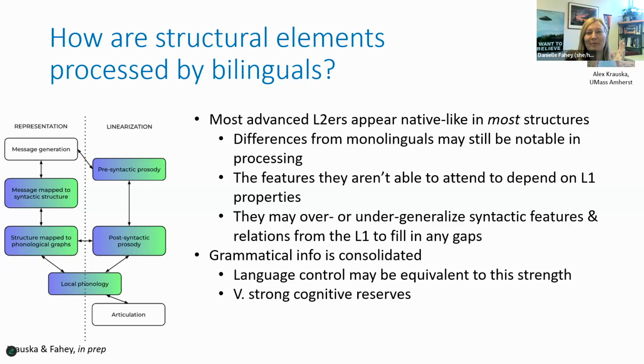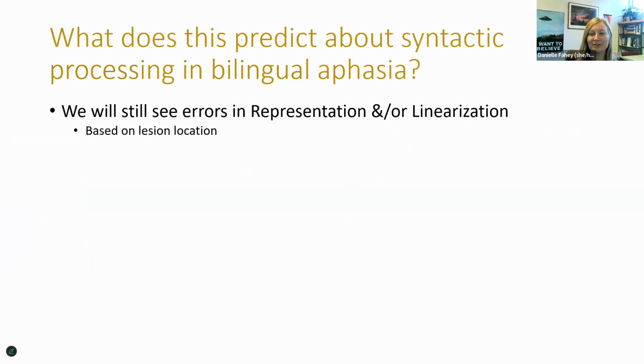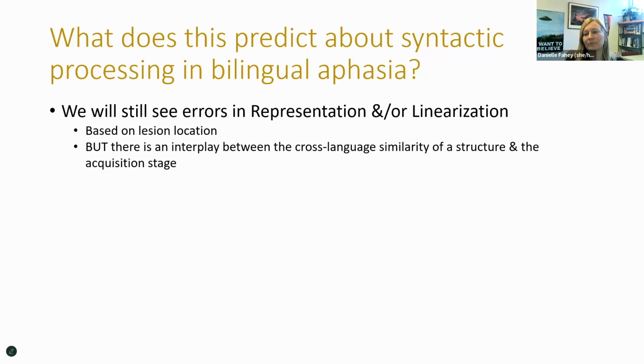but we haven't quite gotten to grammar deficits, grammar processing, and bilingual aphasia. So of course, what does this say about syntactic processing and bilingual aphasia? What would we predict? Well, it's the same basic model, so we will expect for bilingual people with aphasia to have errors in either representation and or linearization, of course, relating to lesion location. But with an extra kind of layer of complexity. So we should expect that there's an interplay between the cross-linguistic similarity of the grammatical features of the two languages, as well as what point they are in those stages of acquisition.